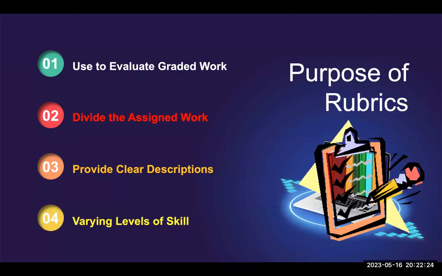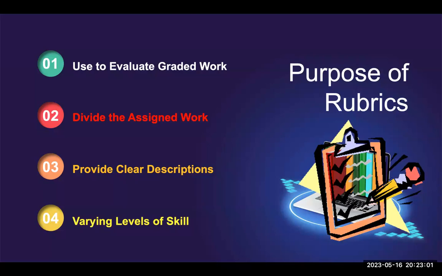Divide the assignment work. You're going to divide the assignment work into portions, parts 1, 2, 3, or small parts, so it can be easily understandable for the students. And provide clear descriptions. You're going to tell them what outcomes a teacher is looking for from the student side. So once students have the rubrics in front of them, they have a clearer idea of what they are going to do and what kind of outcomes they can have after submitting the assignments.